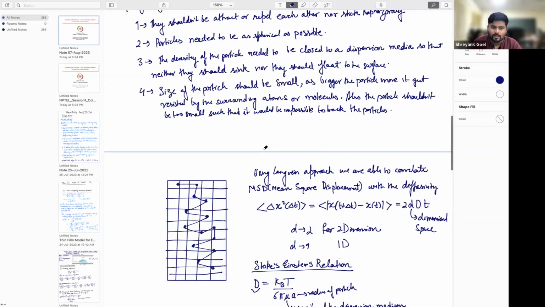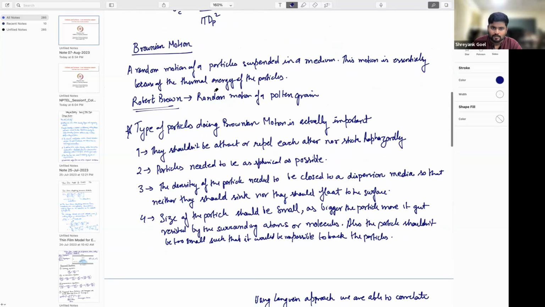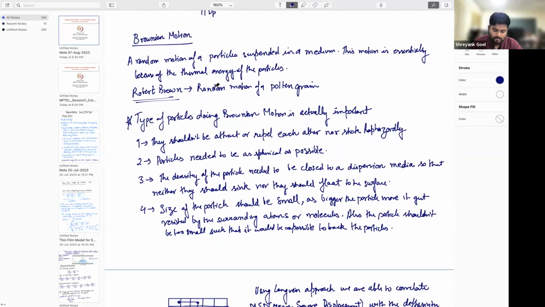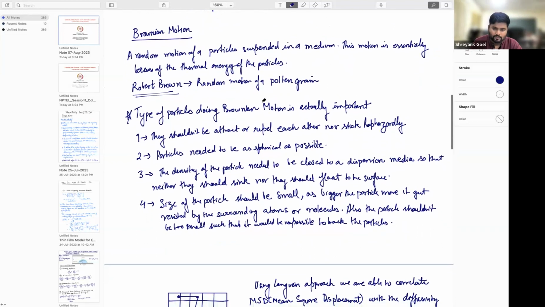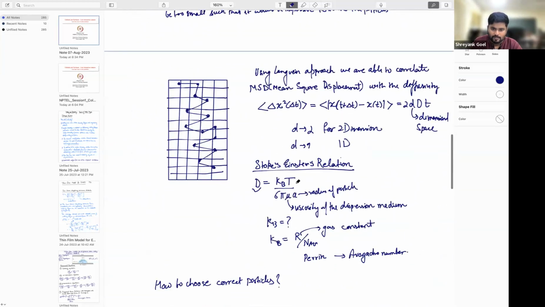So here, what thermal energy I'm saying is that this diffusion is coming because of this thermal energy, and the thermal energy is kBT. So T is the temperature of this dispersion medium. That particle is having some kinetic energy.